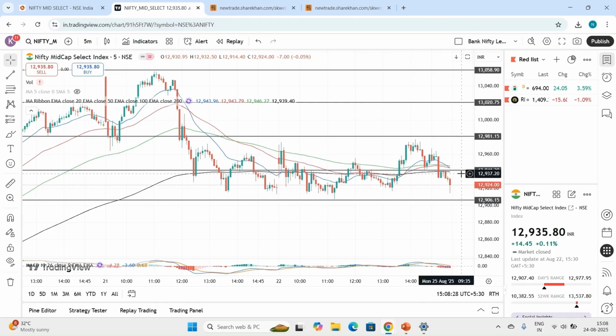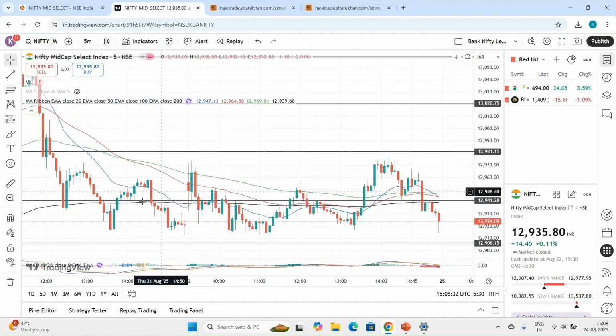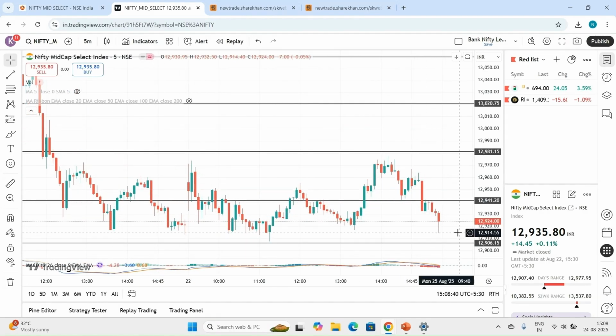And how will we take the long? So you can see this candle. I'll make it a little bigger. See here. If any green candles are getting formed, or if mid cap is moving above this 12,940 and it is making a green candle, that is a point you can consider for a long. And the target you keep at 12,981.